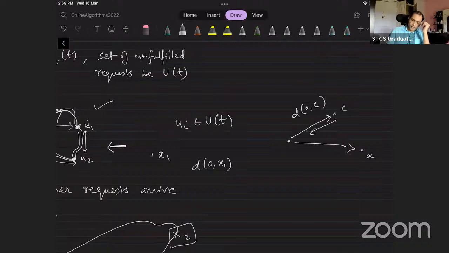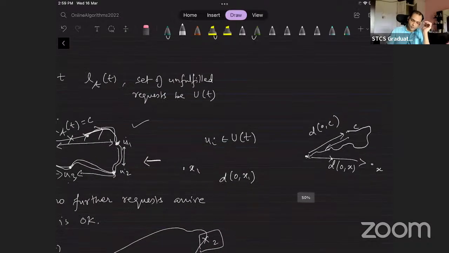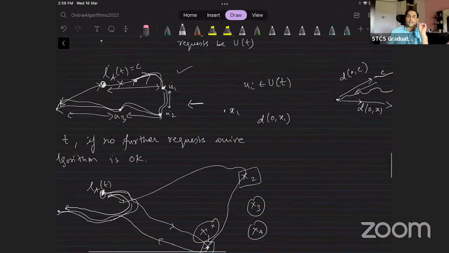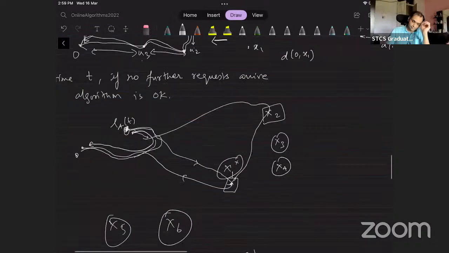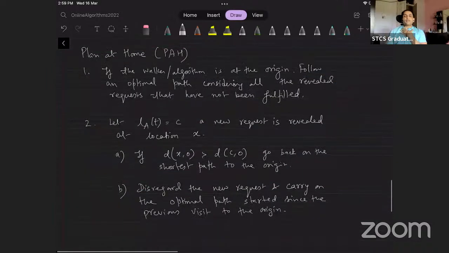Otherwise, in case this distance d(0, x), so x is somewhere very close to the origin, not very close, compared to C it is close, disregard that x even arrived. You just follow whatever path you are going to follow and go back to the origin. And once you hit the origin, follow what you're supposed to follow once you hit the origin. Is the idea clear? Is the algorithm clear?